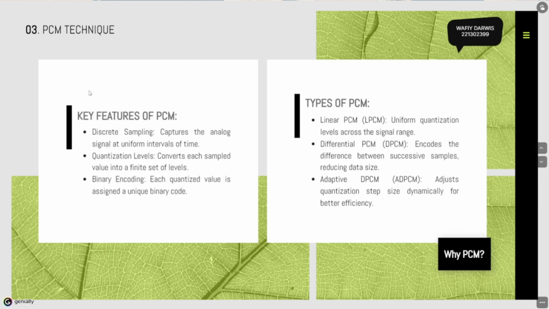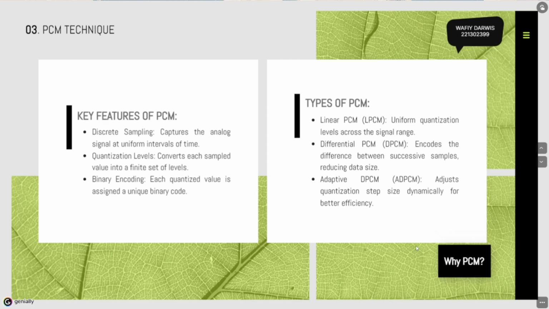So now let's talk about the types of PCM. There are three in these slides. The first is linear PCM, or LPCM. It uses uniform quantization levels across the signal range. The second one is differential PCM, or DPCM, which encodes the difference between successive samples, reducing the data size. And the third one is adaptive DPCM, or ADPCM. It adjusts the quantization step size dynamically for better efficiency.